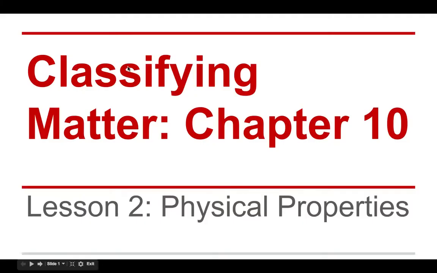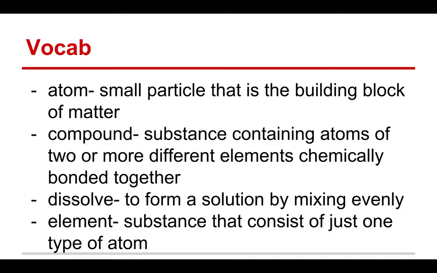Alright, so Chapter 10, Classifying Matter. We're going to be starting with Lesson 2, which is over physical properties. We're going to be doing the vocab for Lesson 1, so if it looks really long, that's why. So our vocab will be atom, compound, dissolve, and element is what we're going to start with.